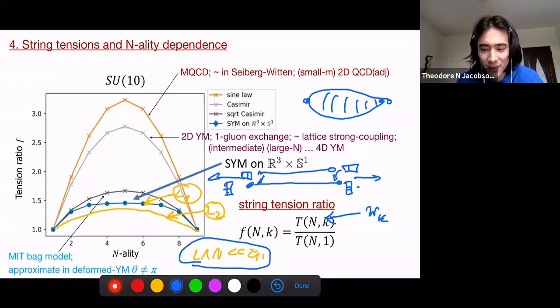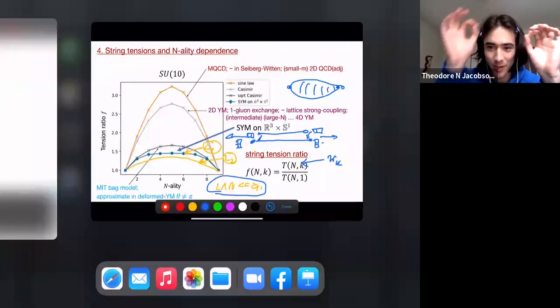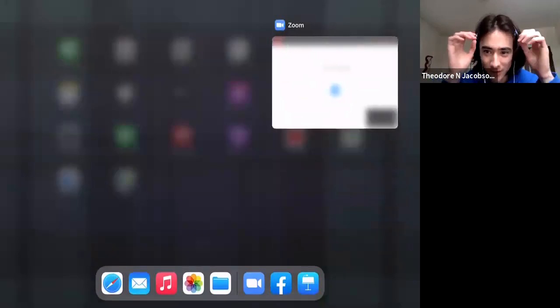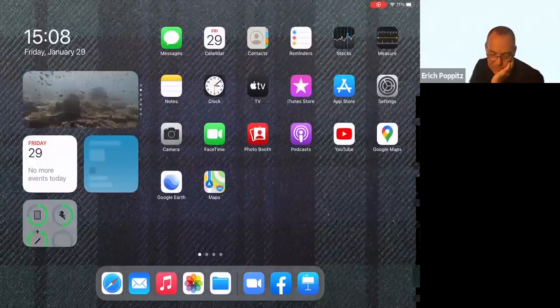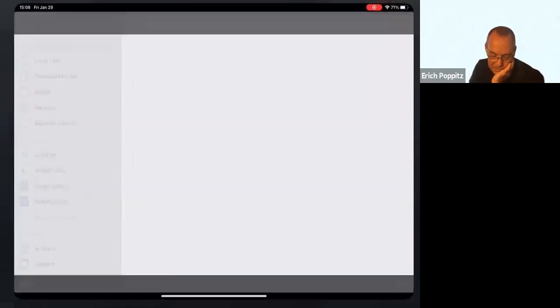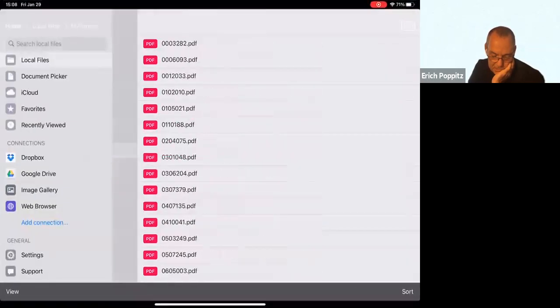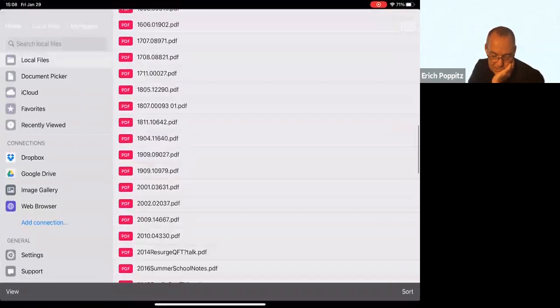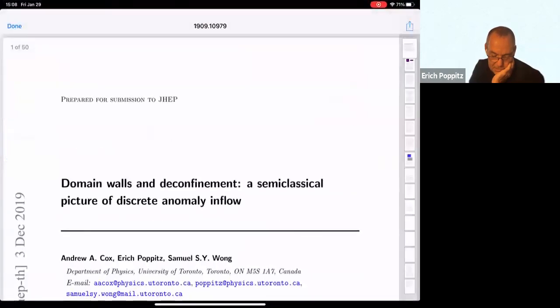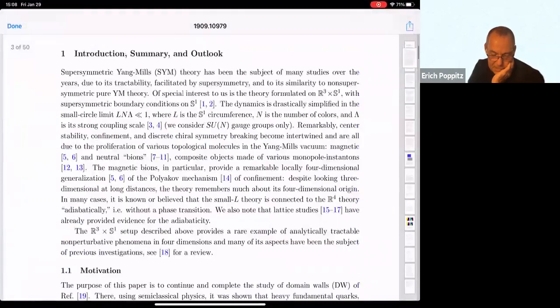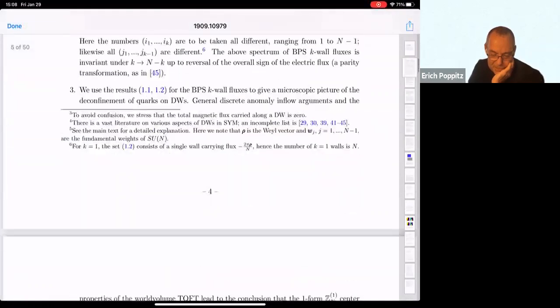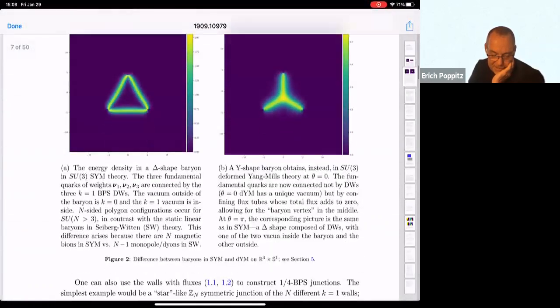Actually, can I ask a question? I was wondering about baryons in this picture. Can you simulate having three probe quarks and see what configuration comes up? Yes, I will show a picture that exists. It's what you expect, because the quarks are static there.